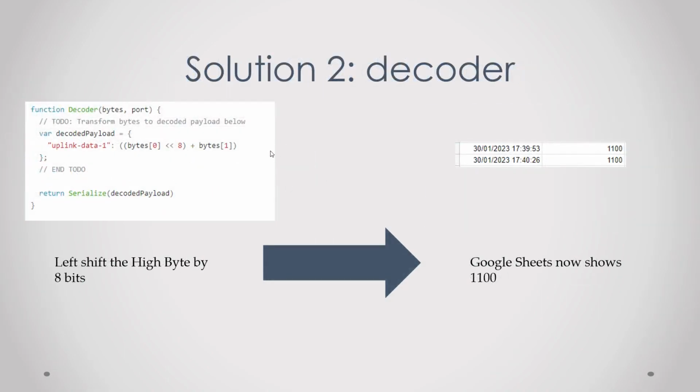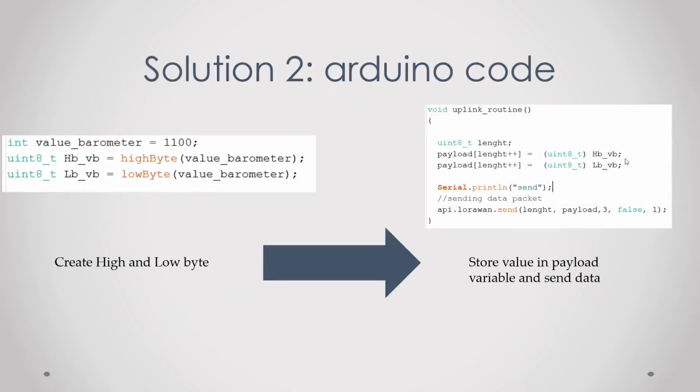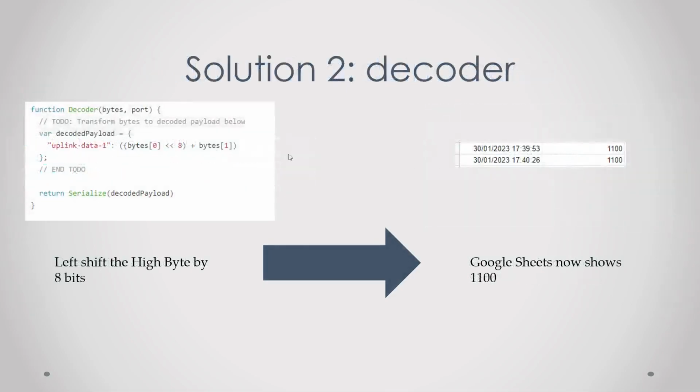So in a decoder, it's a little bit more complicated. We first take the high byte, as I did here. I sent the high byte first, so the high byte has index 0. So we first left shift that 8 times, so you can see the arrow points to the left, so that means left shift 8 times. If you put them to the right, you will right shift 8 times, which would not work here. So we left shift 8 times, then we add the other value, the 76, and then in Google Sheets you should see the correct value.